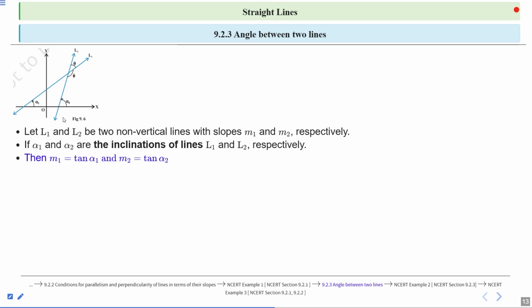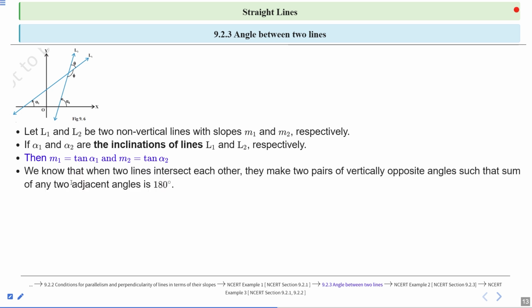Then what is the slope of the line L1? The slope of the line L1 is denoted by M1, so M1 is equal to tan alpha 1. And the slope of the line L2 is denoted by M2, so M2 is equal to tan alpha 2.